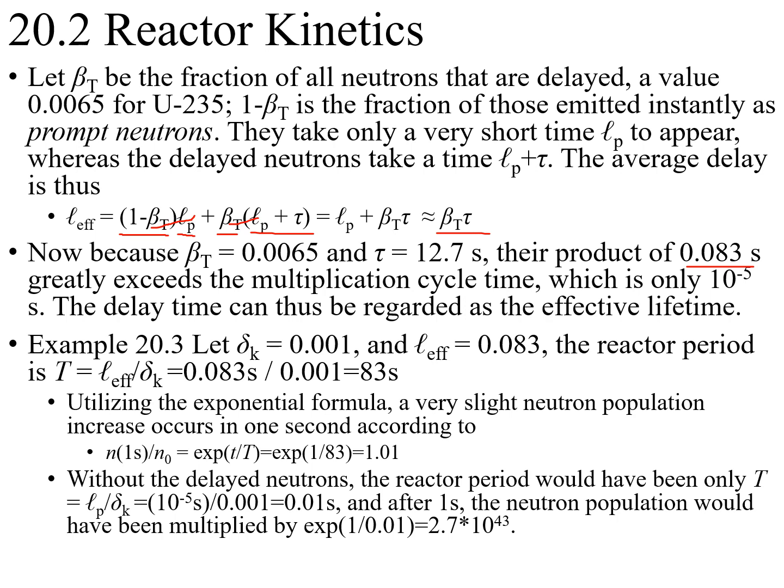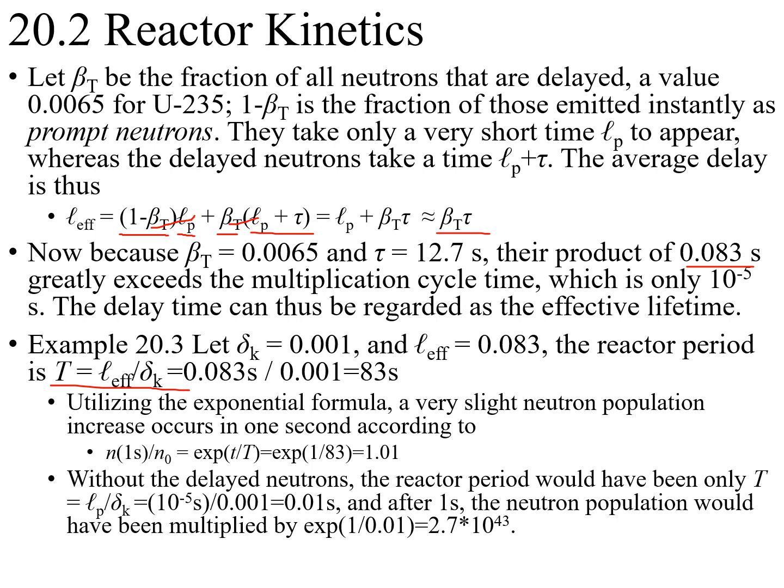And our effective is 0.083 seconds. The reactor period, T, can be calculated from our previous equation, our effective over delta K. In that case, this reactor period is 83 seconds.